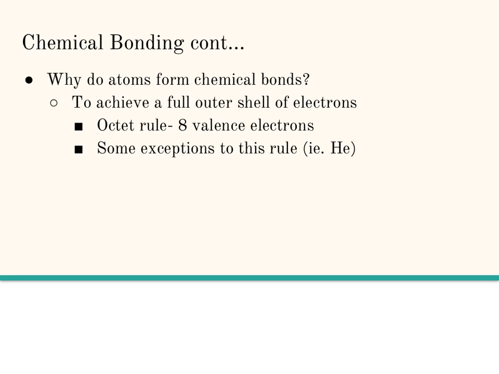Before we get into that, just remember, atoms form chemical bonds because they are hoping to achieve a full outer shell of electrons. Okay, remember a full outer shell for most cases is 8 valence electrons, so we refer to this as the octet rule. There are, however, some exceptions to this rule, such as helium, which is considered as having a full outer shell with only 2 electrons.